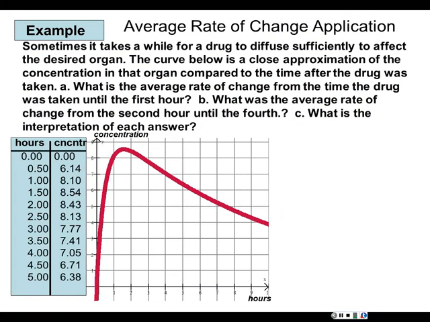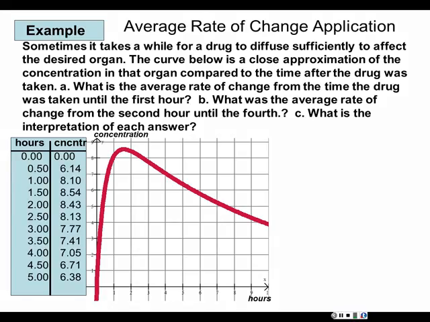Sometimes it takes a while for a drug to diffuse sufficiently to affect the desired organ. The curve below is a close approximation of the concentration in that organ compared to the time after the drug was taken. It's a similar example. So again, you have hours along the x-axis and concentration along the y-axis, and these are all the points you have for different hours, from 0 hour to 5 hours. Now the question is asking what is the average rate of change from the time the drug was taken until the 1st hour.